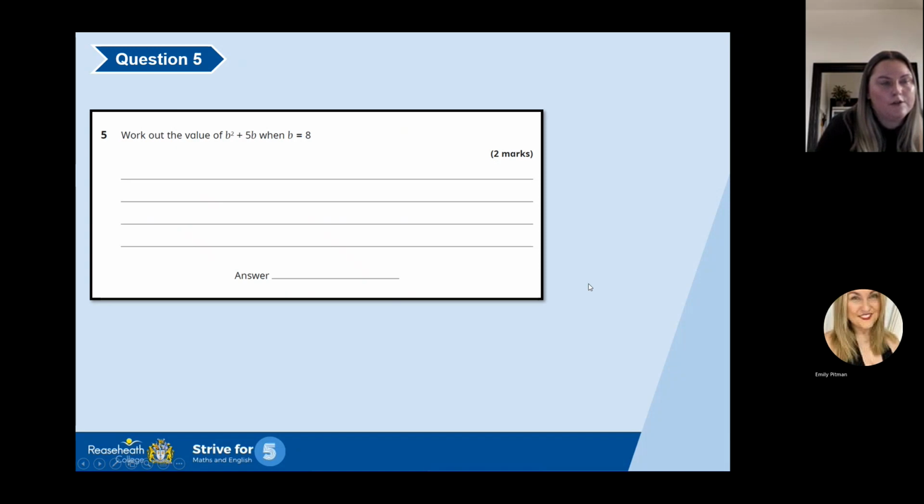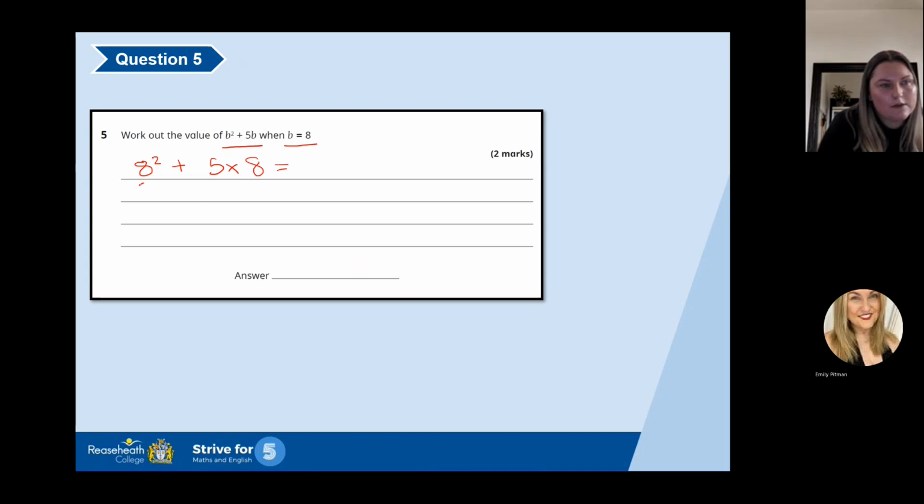Okay, work out the value of b squared plus 5b when b is 8. Okay, so I'm going to need to substitute in 8 into b where it says it in this equation. So I'm just going to write it out to start with. So I've got b squared plus 5 times 8 equals. So I'll do the 8 squared first.